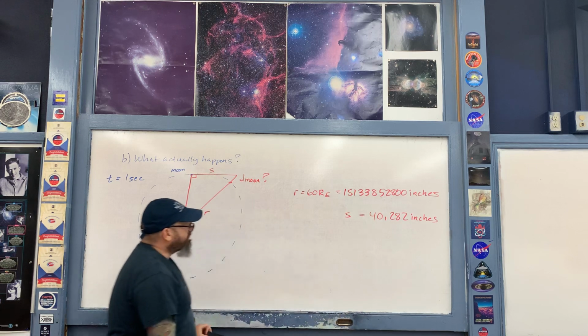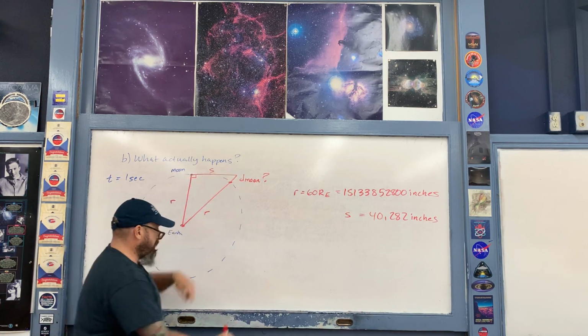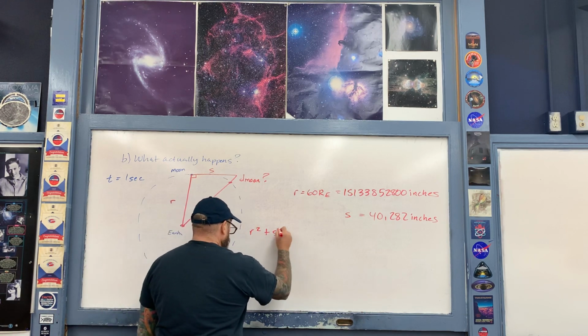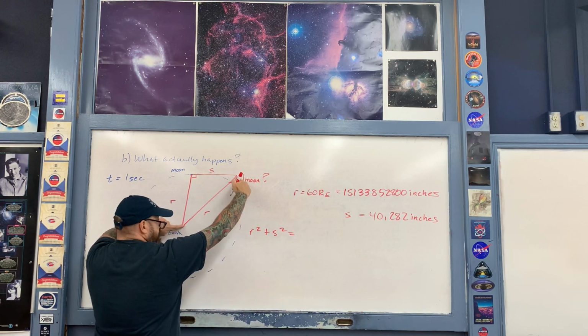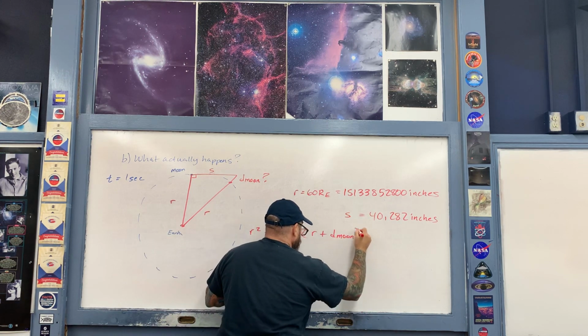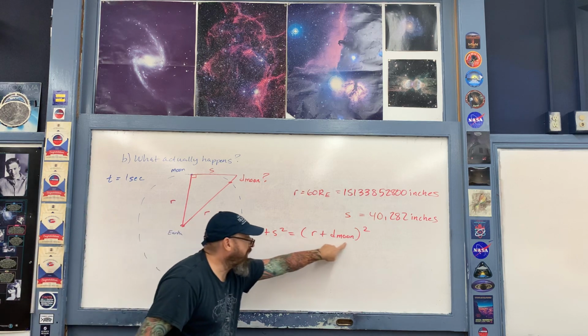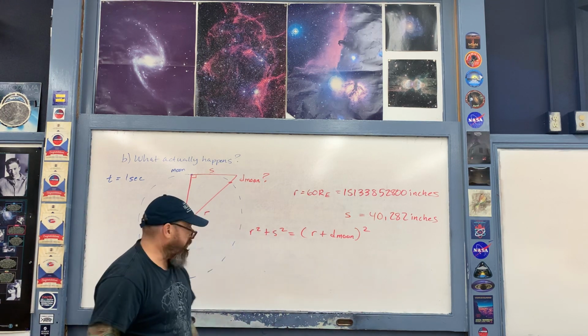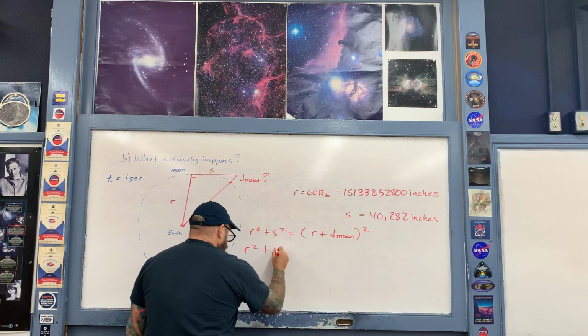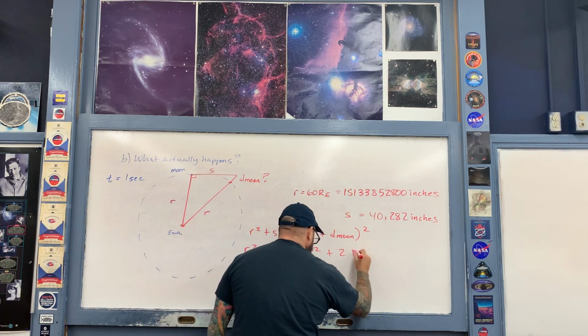All right, so here's how the Pythagorean theorem works in this problem. We have here r² plus s² equals the hypotenuse squared, which is the sum of small r and d moon, like so. Now let me go ahead and FOIL out the right-hand side of the expression. When I FOIL it out, I end up with this.